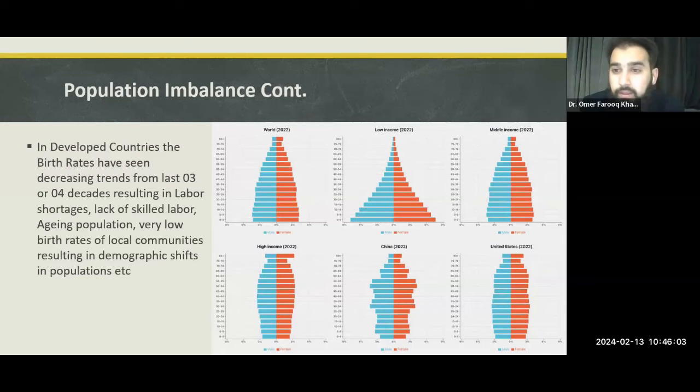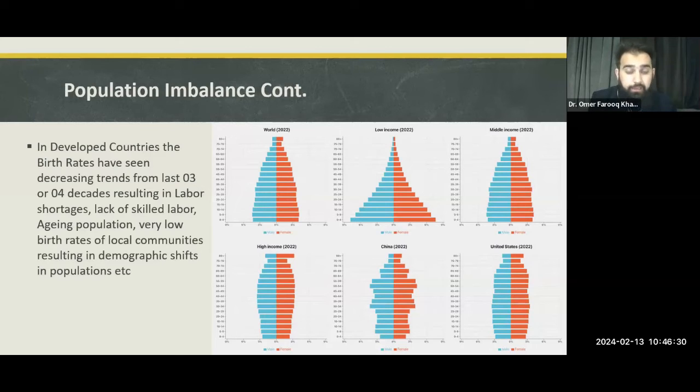But at the same time, their growth rate is increasing at a much faster rate than the rate they can sustain. And then there are middle income countries. So middle income countries also give a mixed picture, but these countries are also moving towards positive growth, positive population replacement. As the positive growth is like the people dying per annum are less than people being born per annum.